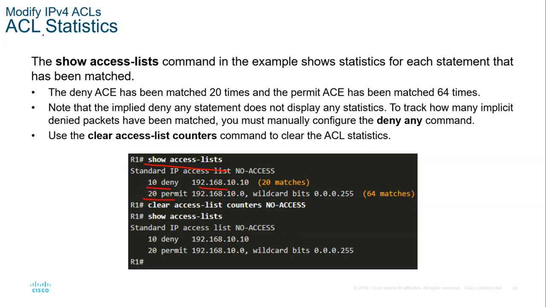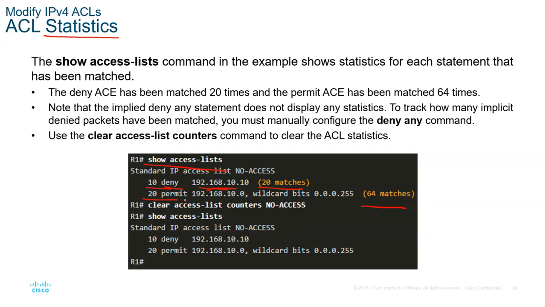And then remember, we are dealing with statistics. Because this is a deny, how many times has this network been denied? 20 matches. For the permit, we have 64 matches. Those are what you call the statistics. You can track that by running the command show access-list, and we will be able to tell how many times an entry has been matched. In matching, it can be denied or it can be permitted.